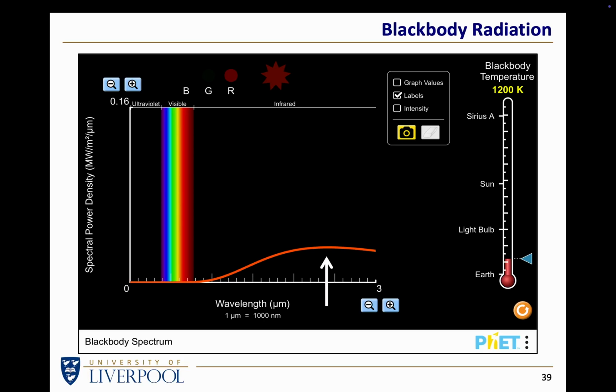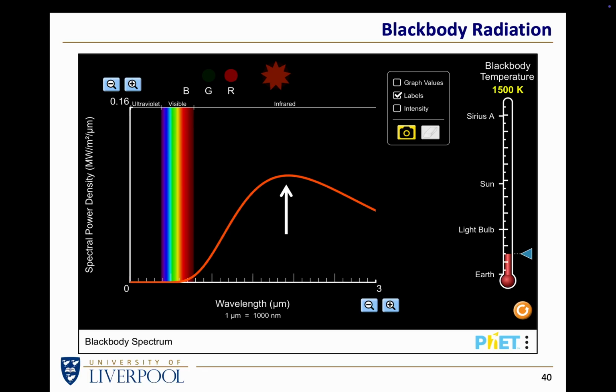At some point, I'm going to rescale this axis because I don't want this graph to be so big it completely goes off the top of the screen. So if we go up to the next temperature, now we're at 1500 Kelvin. Notice that a lot more light is being emitted, and the peak has now shifted a little bit towards the left. It's still mainly in the infrared.